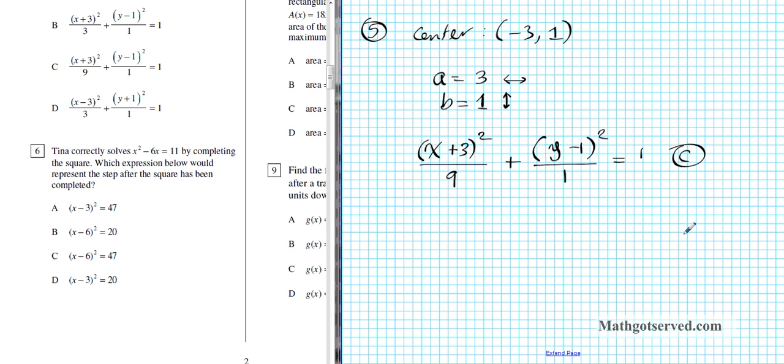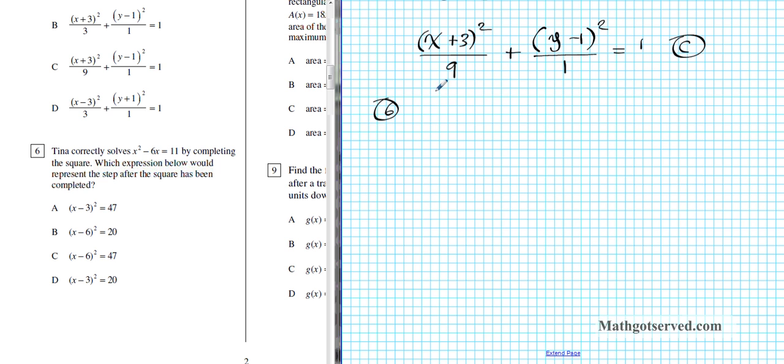All right, let's take a look at question 6. It says Tina correctly solves the equation x squared minus 6x equals 11 by completing the square. Which expression represents a step after the square has been completed? So this is an incomplete square. To complete the square like we talked about before, we add (b over 2) squared to both sides. In this problem, b is -6. So we divide that by 2, -3, and square it, you get 9.